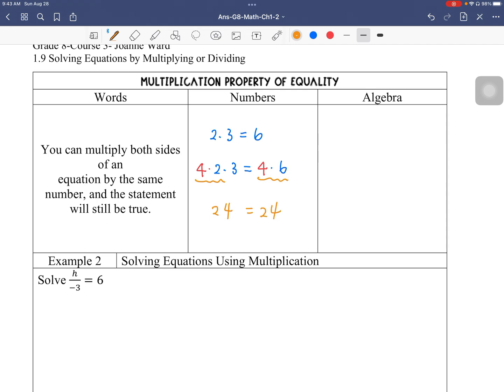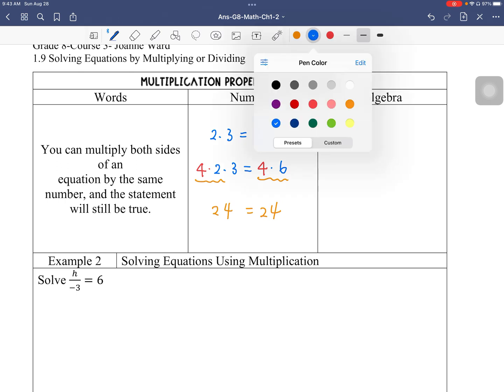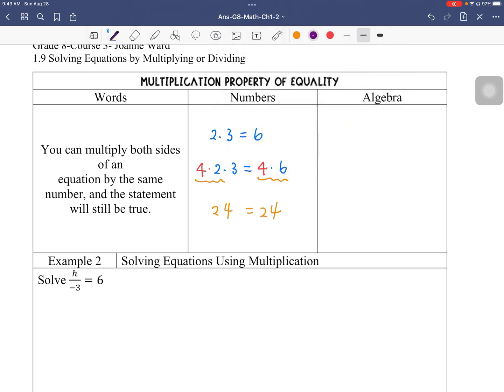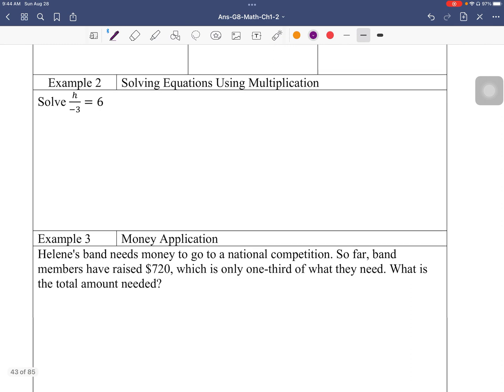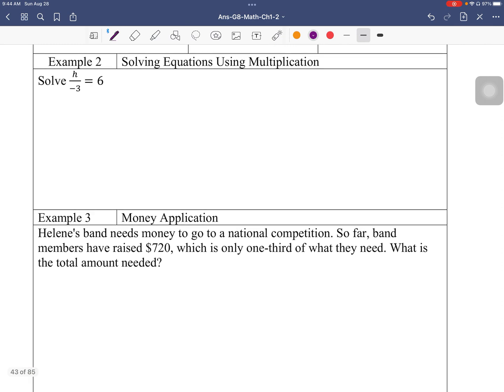So if the two sides of the equation are multiplied by the same number, the equation still holds. Algebraically, if x equals y, then z multiplied by x still equals z multiplied by y. And that's it.